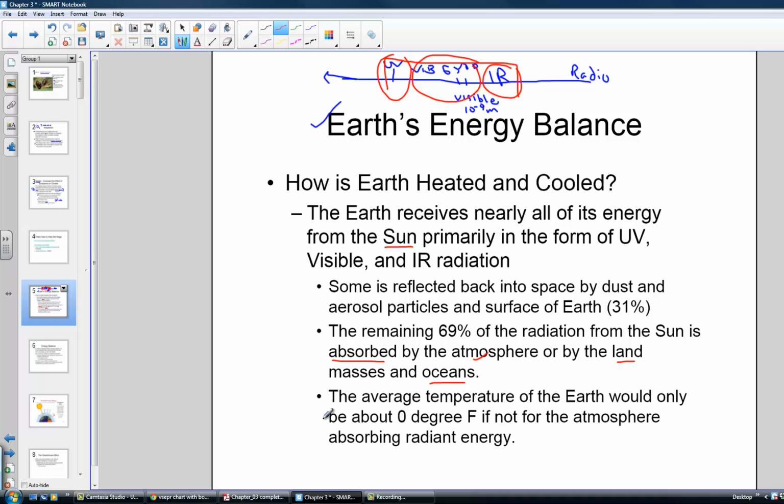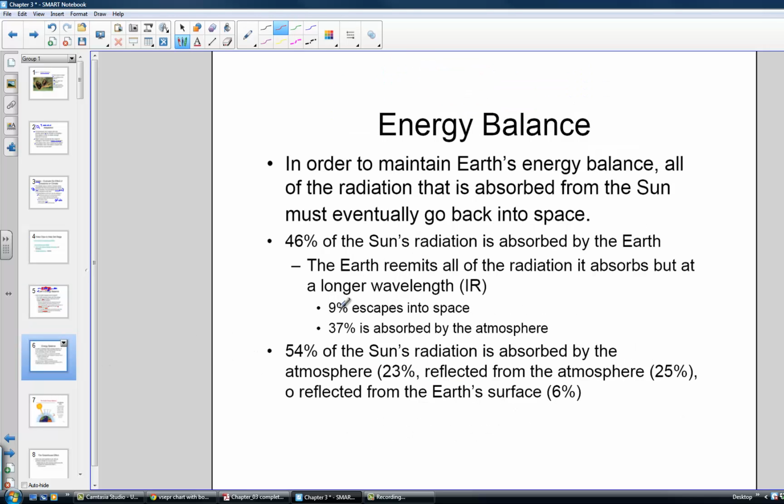The average temperature of the Earth would only be about 0 degrees Fahrenheit if not for the atmosphere absorbing radiant energy. Now we know that 0 degrees Fahrenheit is significantly too cold, and it certainly wouldn't be an ambient temperature to support life. So we can see a significant reason to want to trap the Sun's energy into the atmosphere to warm it up into a more desirable climate to inhabit.